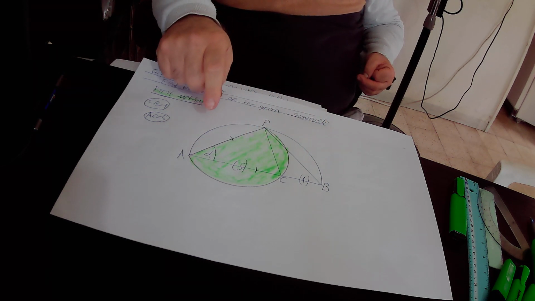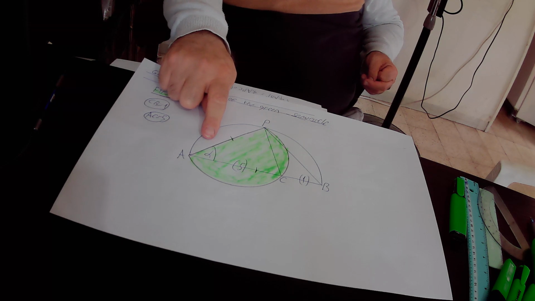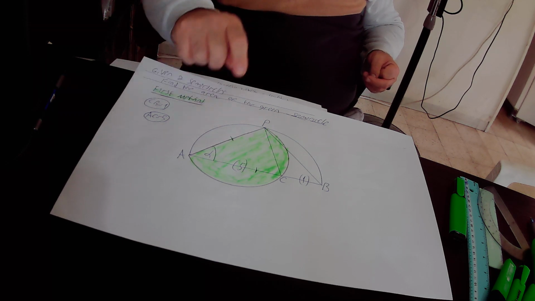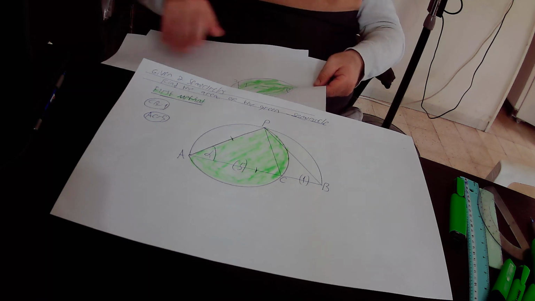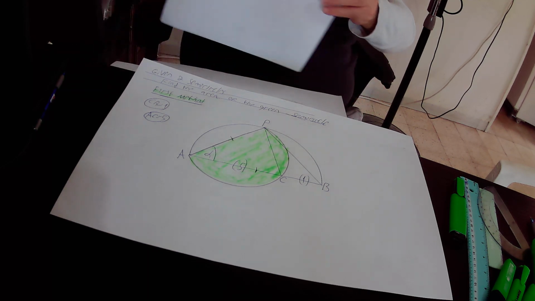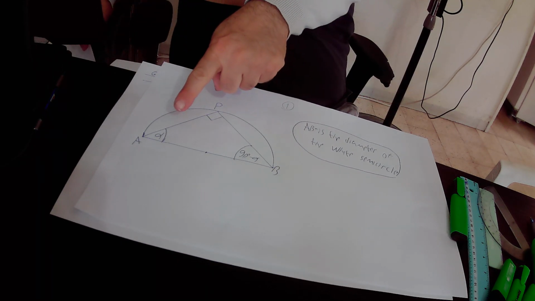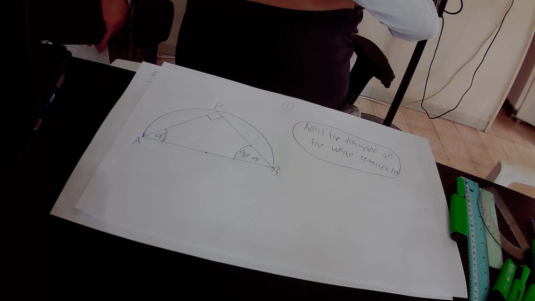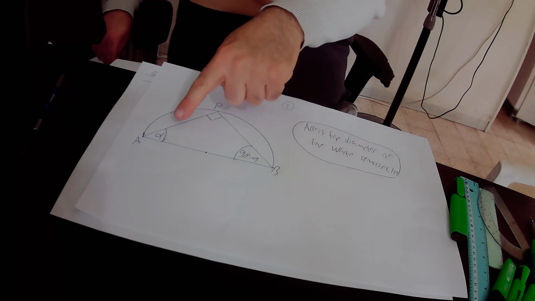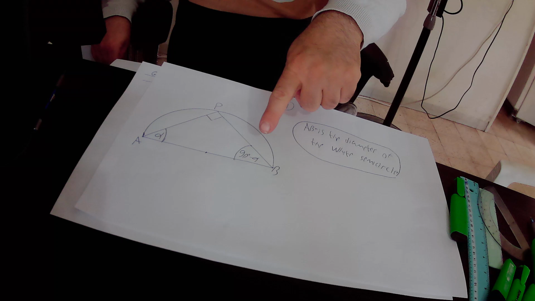So angle A is the common angle that belongs to both triangles. Actually, we define this common angle A as alpha. According to our definition, this is the common angle A, which equals alpha. So in this right triangle APB, this angle equals alpha, and this angle equals 90 degrees. Therefore, the third angle must be equal to 90 degrees minus alpha.